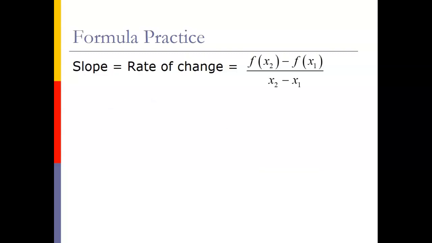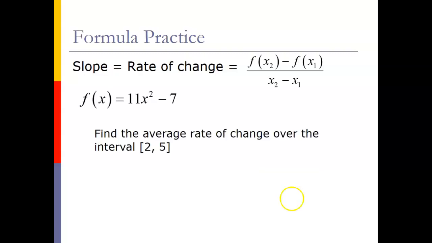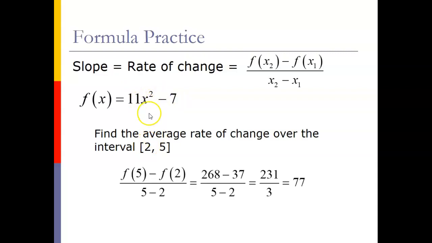All right, so let's get into our examples here. Our first one right here, average rate of change. We're going to take that 5 and plug it into the formula right here. We're going to take that 2 and plug it into the formula. Those are the x values. I'm going to get 268. Take 2, plug it into this formula, going to get 37. We take the differences of those y values over the differences of the x's, and I got a slope of 77.